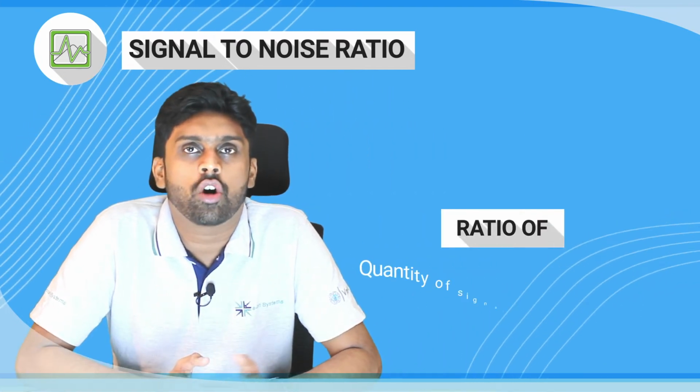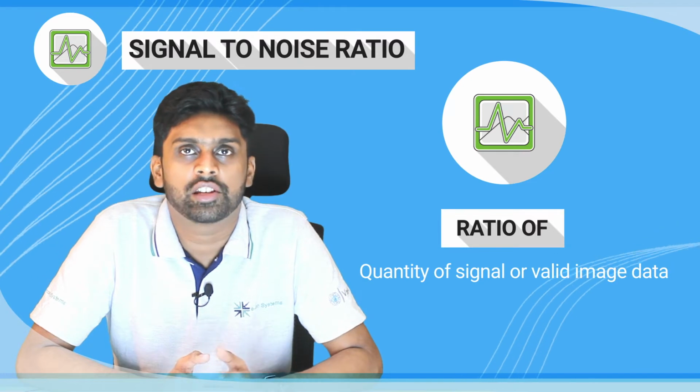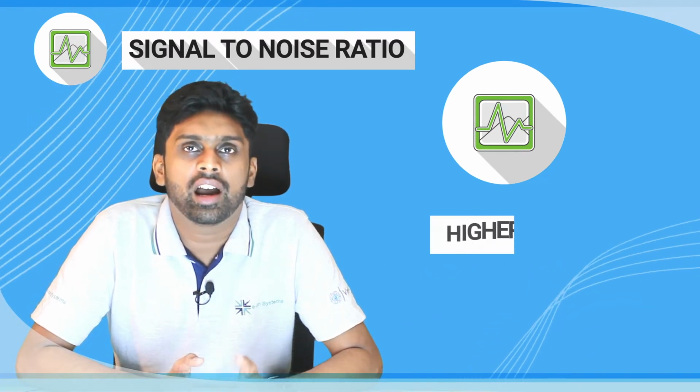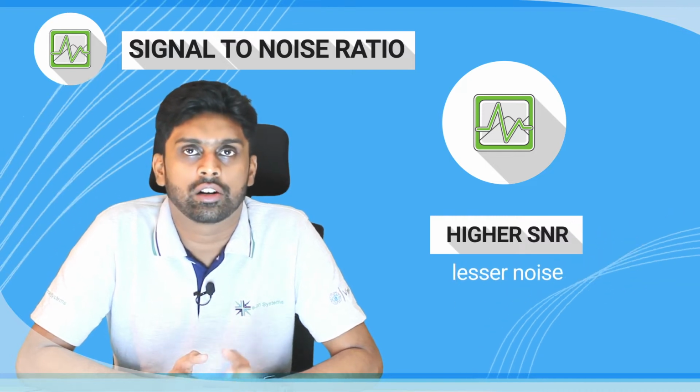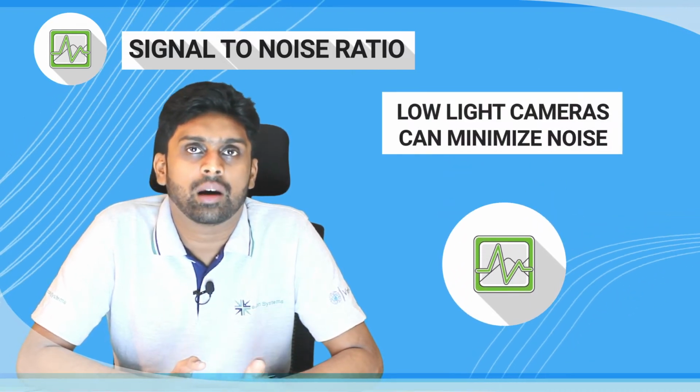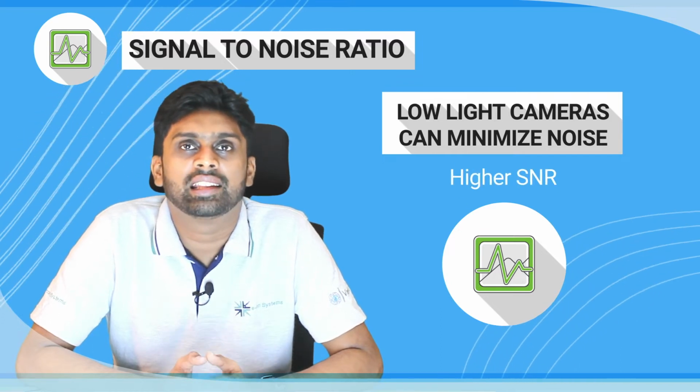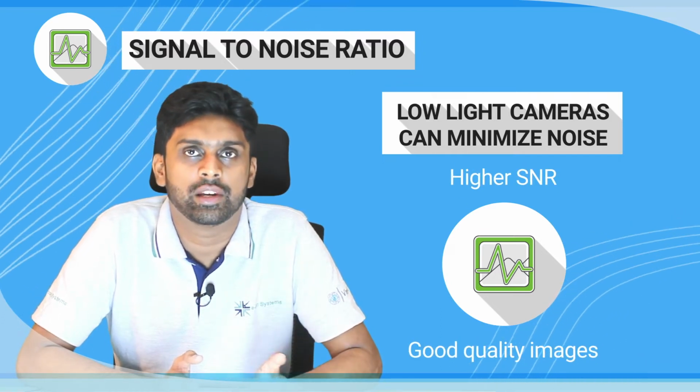Let us now look at the second factor that determines the low light performance of a camera, which is signal to noise ratio or SNR. SNR in simple terms refers to the ratio of the quantity of signal or valid image data to the noise or invalid image data. A higher SNR indicates lesser noise. A low light camera comes with the ability to reduce noise components to achieve high SNR, thereby producing good quality images.